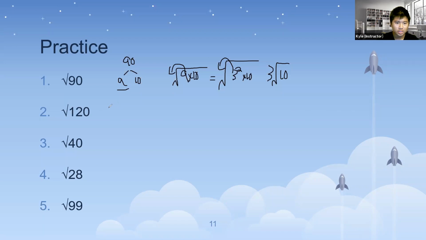Now for the second question, again, factor tree. I know that this is 4 and 30. I can stop here because I know this is just 2 times 2. So again, I just move it outside. Okay, you're fine, Bowen. So this is 2 times square root 30.